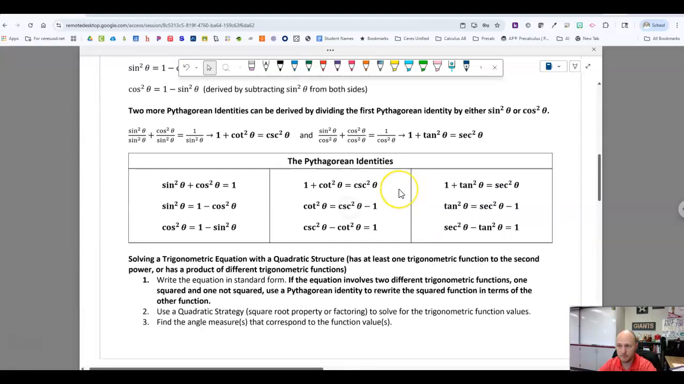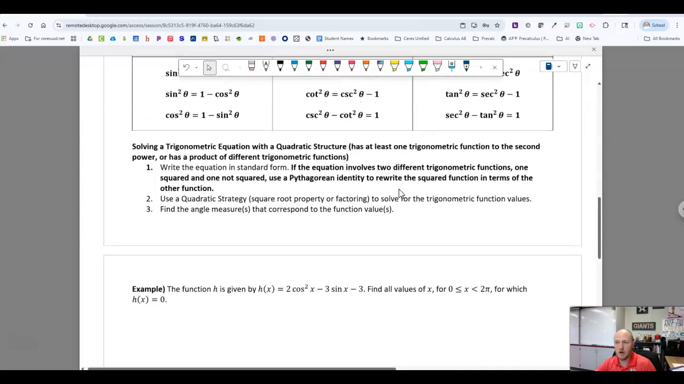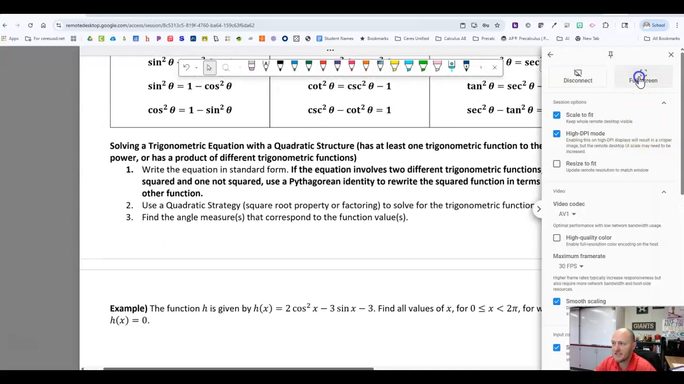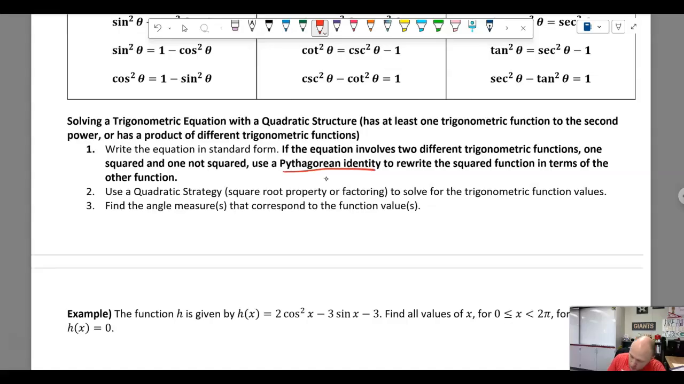That's what's important. So we're going to look at some trigonometric equations today with quadratic structure, but the catch is going to be that one of the trig functions is going to be different than another trig function. So here's what we do. First, make sure your equation's in standard form. If the equation involves two different trig functions, one squared and one not, use the Pythagorean identity to rewrite the squared function in terms of the other function.